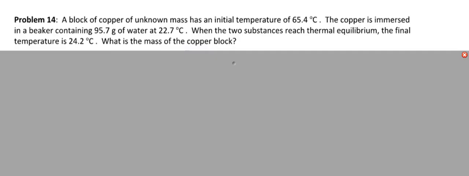All right, so a block of copper with unknown mass has an initial temperature of 65, so it's been heated. Copper is immersed in a beaker containing 95.7 grams of water. When the two substances reach thermal equilibrium, the final temperature is 24.2. What's the mass of the copper block? I think you all can do this on your own. So please, I mean this, pause this, work it out, and when you're done, does your answer make sense? Then come back and see how you did.